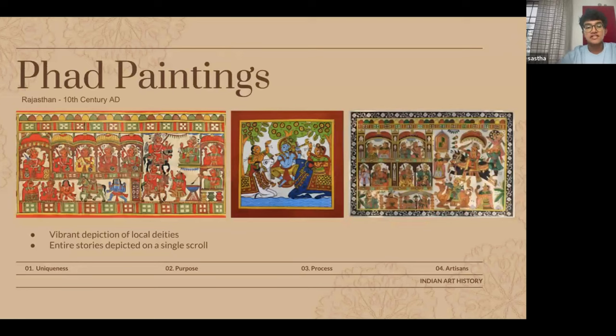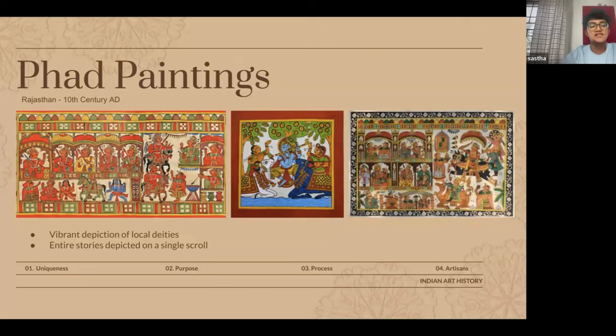So Pat paintings. This is a very famous art form in India itself. This painting originates from Rajasthan around the 10th century, and it's a type of scroll painting. It includes vibrant depictions of local deities. The uniqueness of Pat painting lies in the narrative style, with entire stories depicted on a single scroll.